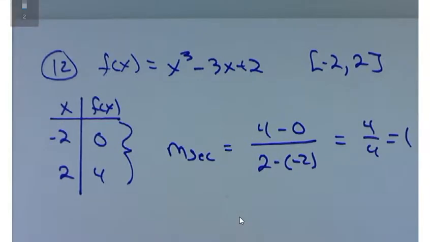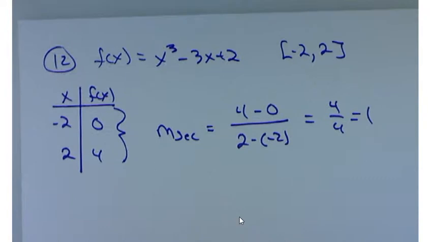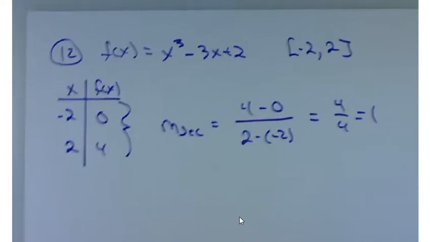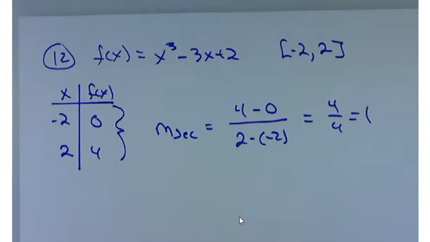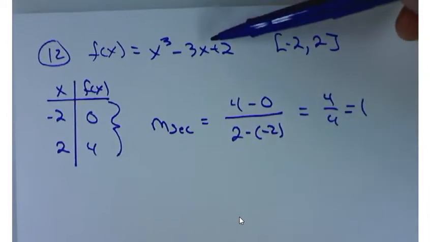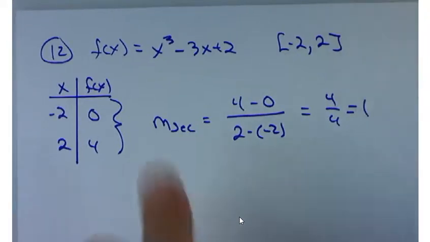So the slope of the secant line is 1. What the mean value theorem says is that someplace between -2 and 2, the slope of the tangent line has to equal the slope of the secant line.